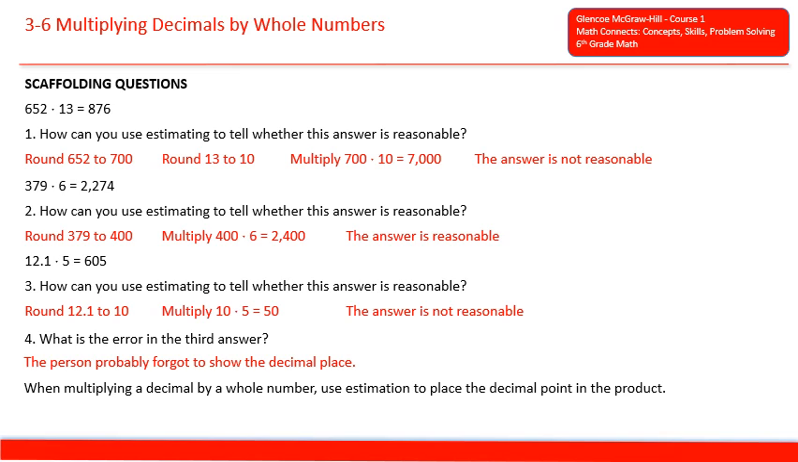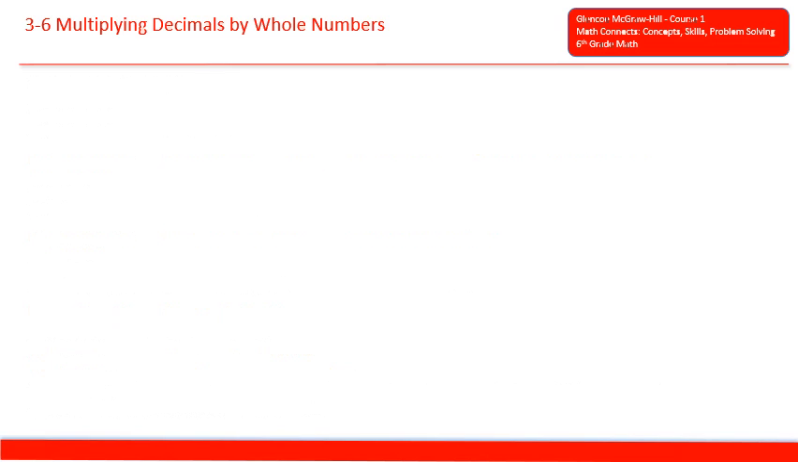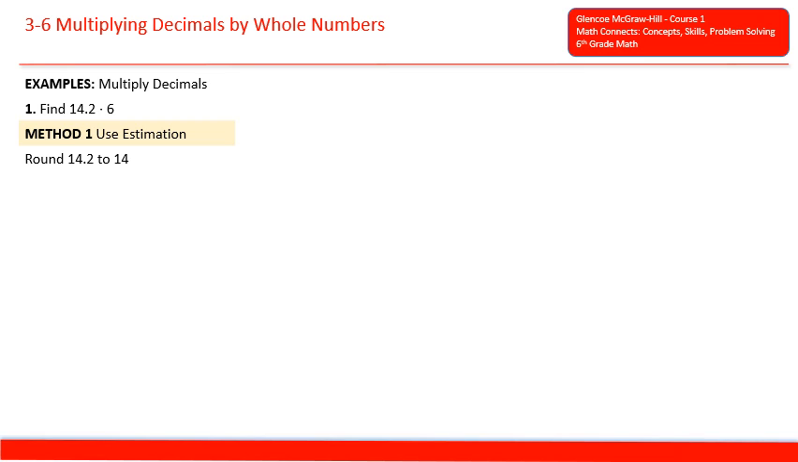When multiplying a decimal by a whole number, use estimation to place the decimal point in the product. You can also count the number of decimal places. Multiply decimals. Find 14.2 times 6. Method 1, we're going to use estimation. So we'll round 14.2 to 14.